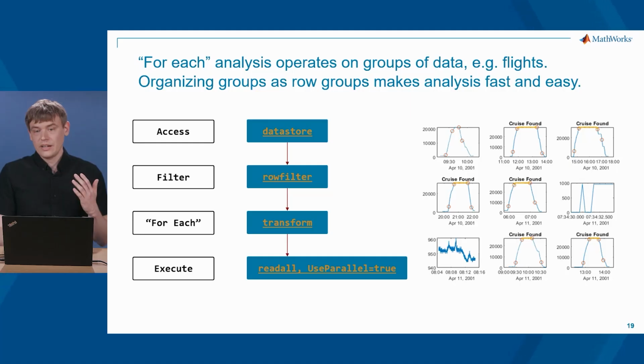Because our data store will read one row group at a time, and because we put each flight into its own row group, we can do per flight operations essentially for free. We can write our algorithm to extract the cruise section of a flight exactly as if we were working with a single flight in memory, because that's what the algorithm will get when we use our data store transform. As we've seen before, to execute this analysis across the full data set, we can use read all to read all the results into local memory, or write all to write the results out to storage.